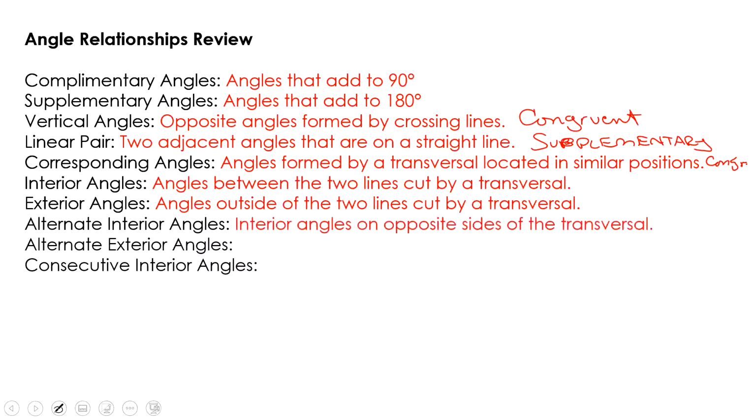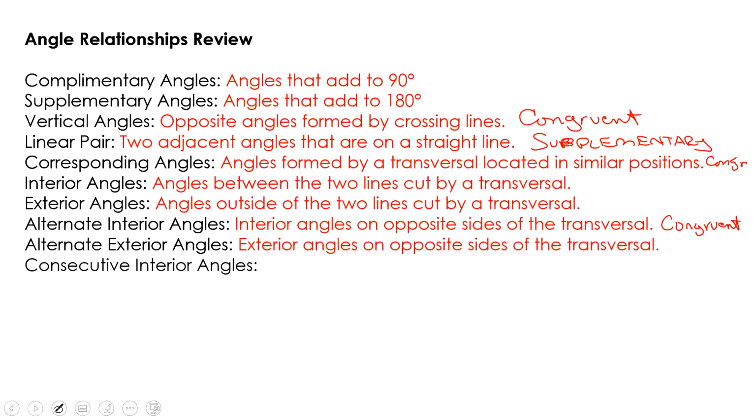Alternate interior angles are interior angles that are on opposite sides of the transversal. As the transversal comes down, they're going to be on opposite sides. These are also going to be congruent. Alternate exterior angles are the angles on the outside of the lines cut by the transversal, but on opposite sides of the transversal. Again, these are congruent as well.